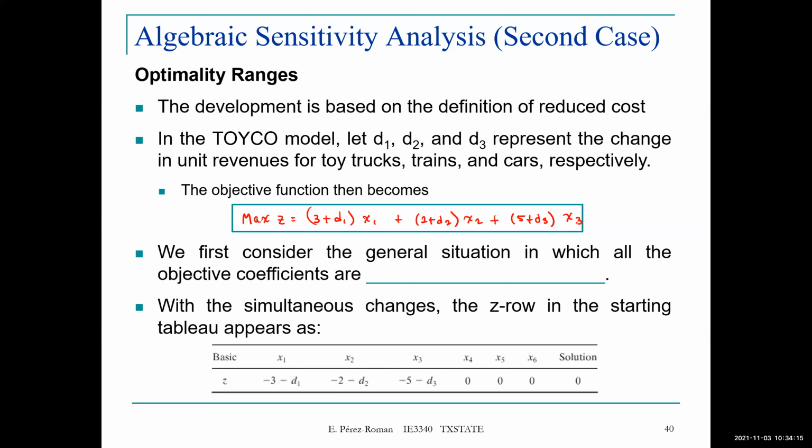Okay, so we first consider the general situation in which all the objective coefficients are changed simultaneously. With simultaneous changes, the zero in the starting tableau appears like this. So now, instead of just using the 3 by itself, we are using the whole expression as the coefficient: minus 3 minus D1, minus 2 minus D2, minus 5 minus D3, and this is the row 0 for the original tableau.